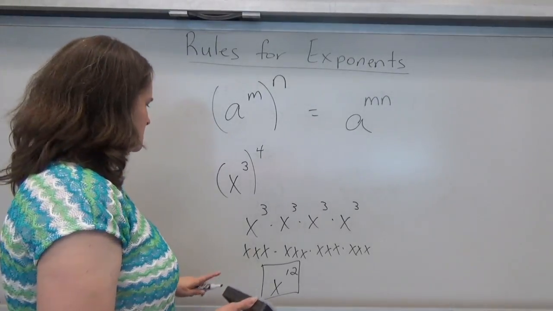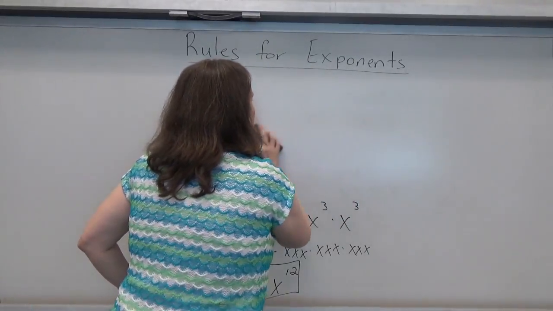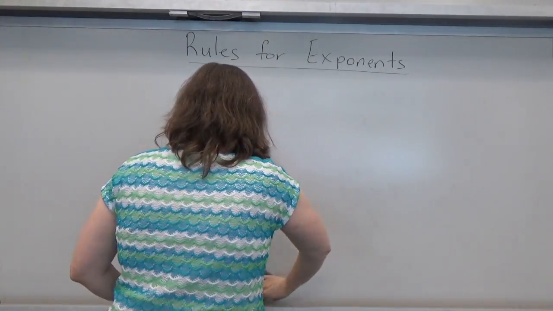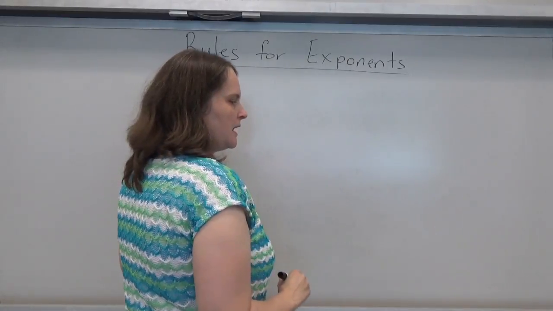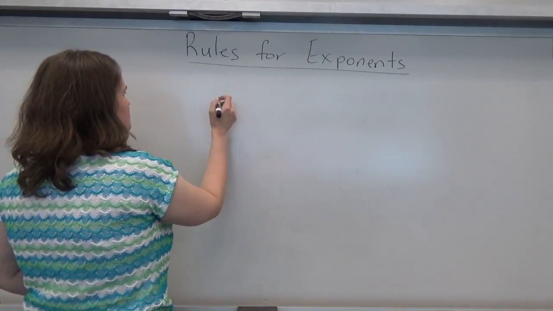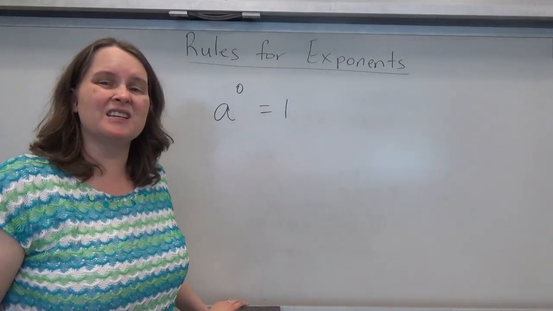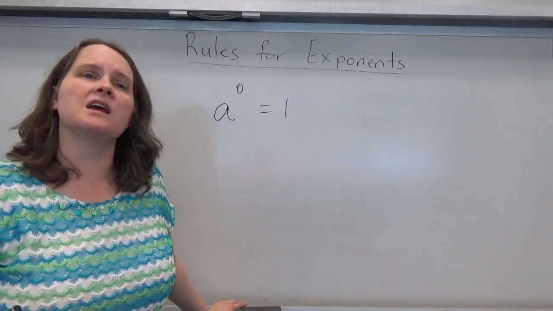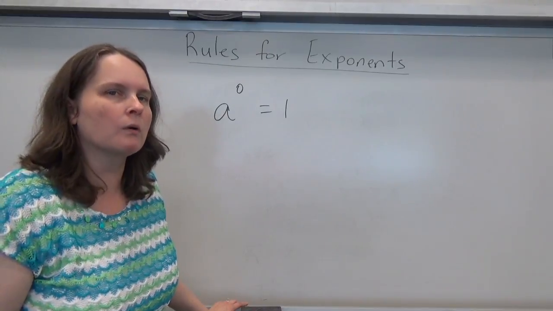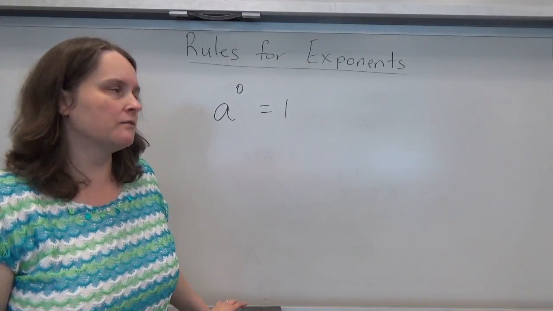Now the next rule is not quite as easy to explain. It's not as straightforward as the ones that we've discussed so far. My next rule tells me how to handle something raised to the 0 power. The rule says that a to the 0 power is equal to 1. This is not so much a rule as a definition. It's just the way it is, and we just have to accept that. It doesn't really make sense to raise something to the 0 power because you can't multiply it by itself 0 times. But what we can do is look at a pattern that develops.